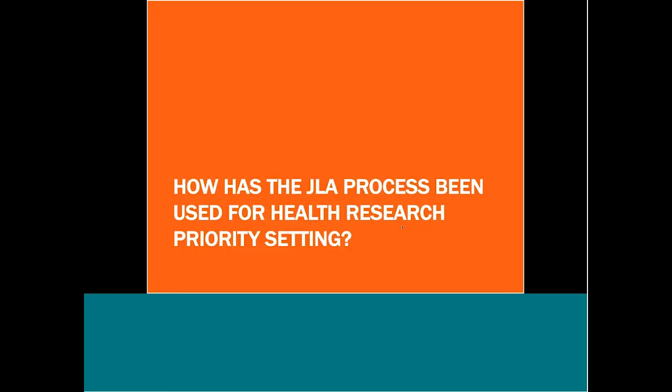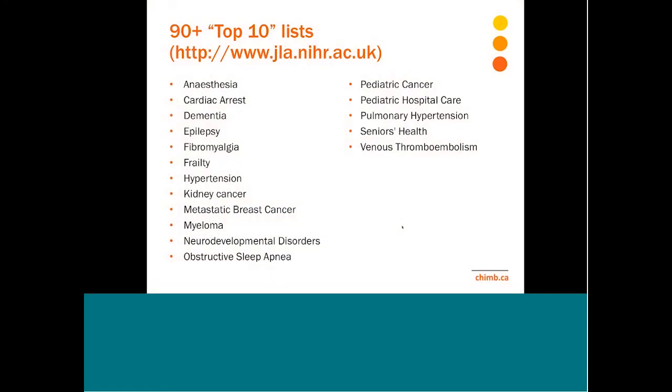So quickly, how is the JLA process being used for health research priority setting? According to the James Lind Alliance website, there are more than 90 James Lind Alliance priority setting partnerships that have been completed or are currently underway, including several in Canada, which are listed here. And these have really been addressing a variety of topics, in a variety of settings, and a variety of populations.